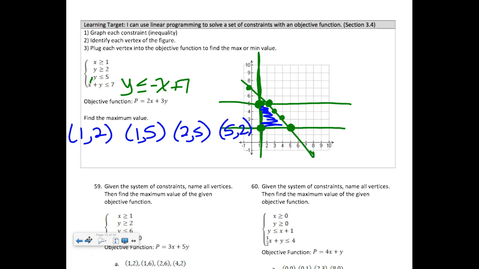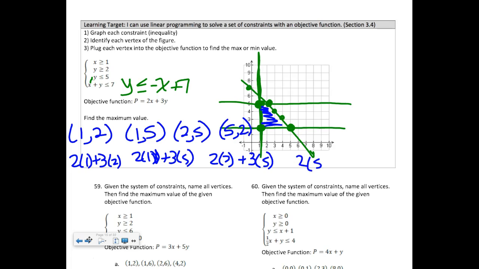So then remember, after you find these points, we then plug them into the objective function. So this is going to go in for all of our x and y's. So I'm going to say 2 times 1 plus 3 times 2. 2 times 1 plus 3 times 5. And we're looking for which one is going to give us our max. Usually we ask for max. Sometimes we might ask for min.